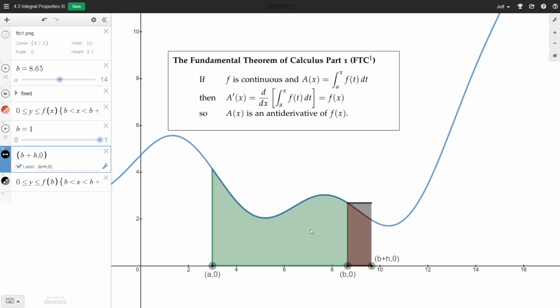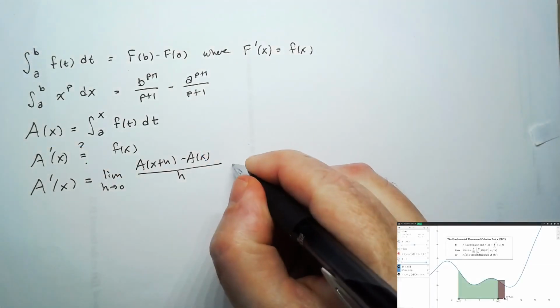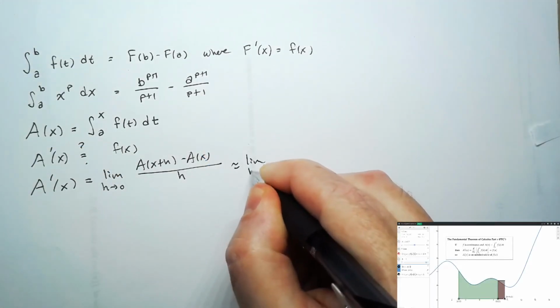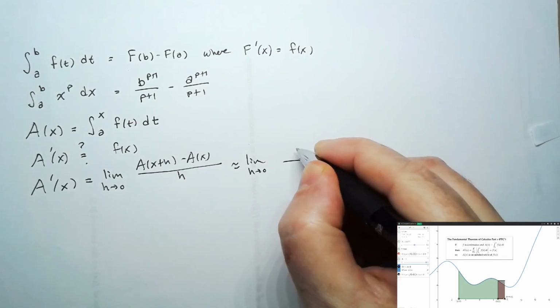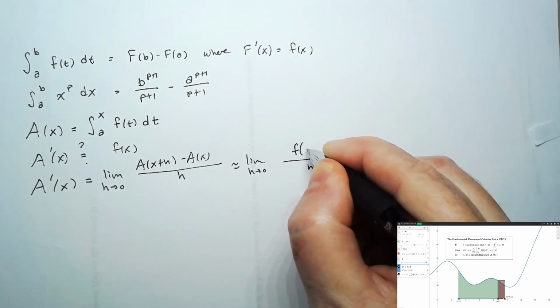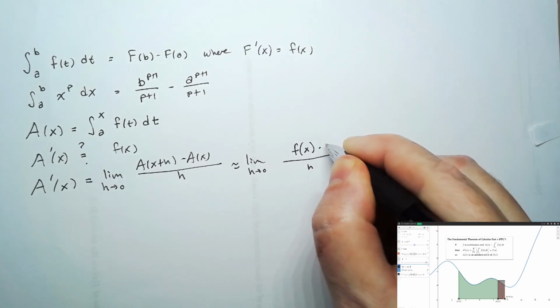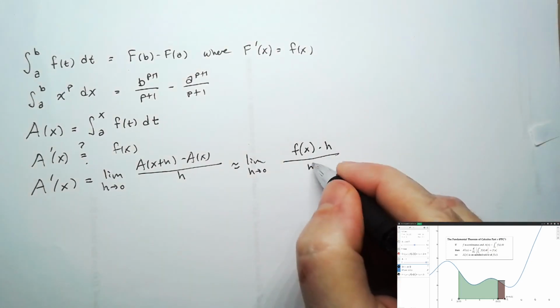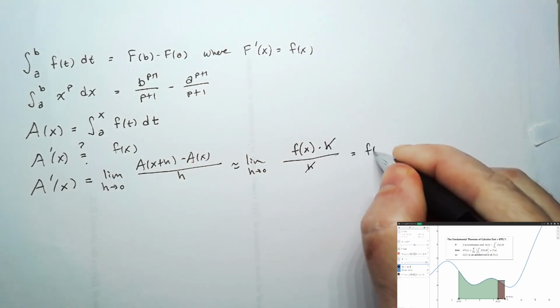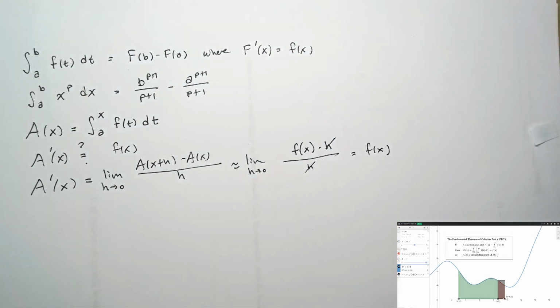If we build a rectangle with height little f of b, the area of this red region that we want is approximately equal to the area of this shaded rectangle, which has a height of little f of b and a base of h. So we can approximate this value in our limit by the height, little f of b in our graph, or x here, times the base of the rectangle, h. Now we cancel this and we just get f of x, which is what we wanted to prove.